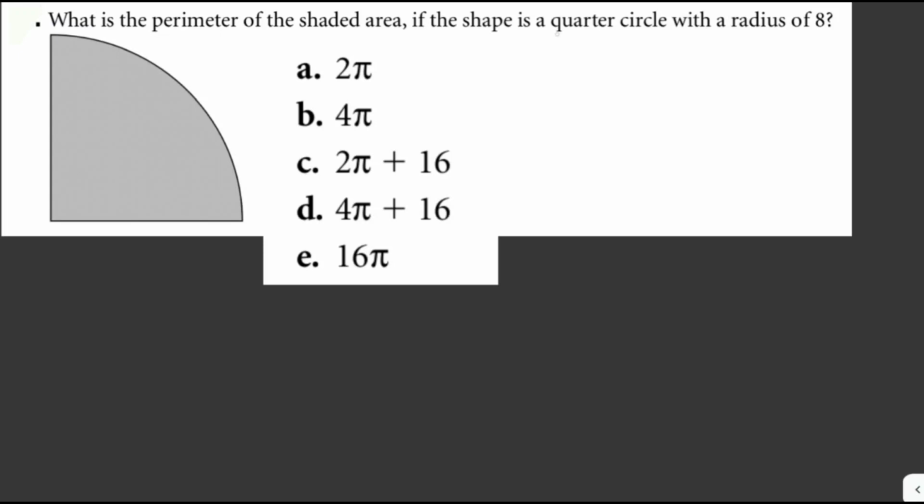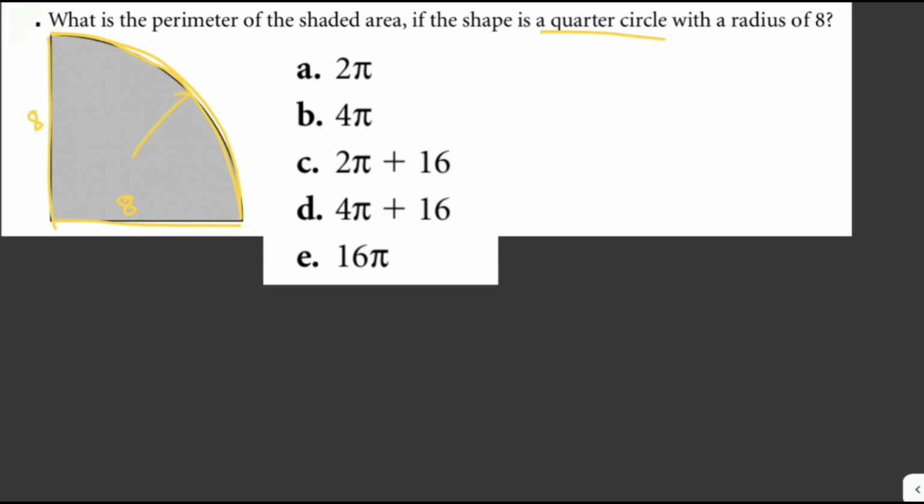So we're given here a quarter circle and its radius, which is equal to 8. So that means this is 8 and this one too. We don't know this one. So to solve for the perimeter, we just have to add up the sides, this side, and this arc, the curve.